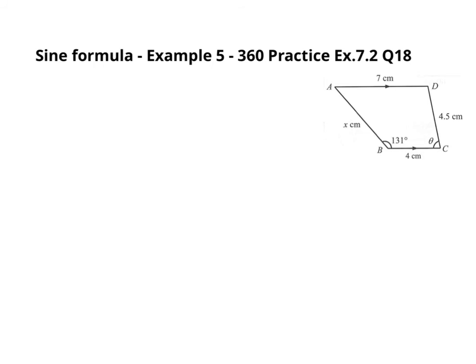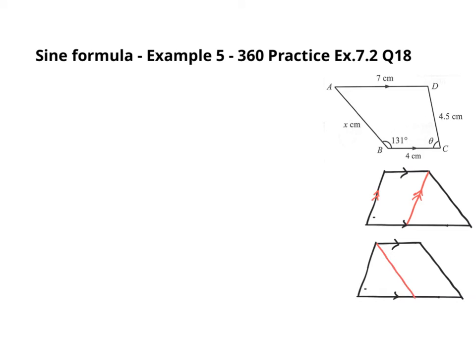Lastly, we end this video with this example. When the figure is a trapezium, we will divide it into a parallelogram and a triangle, like this or this. Then we can use the sine formula to find the unknown angle or the unknown side. Going back to this example, we can draw a straight line from C to AD parallel to BA.